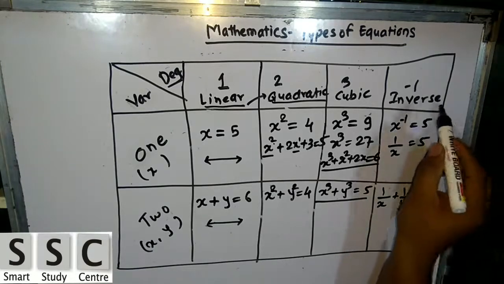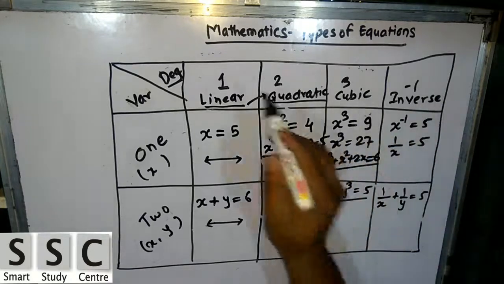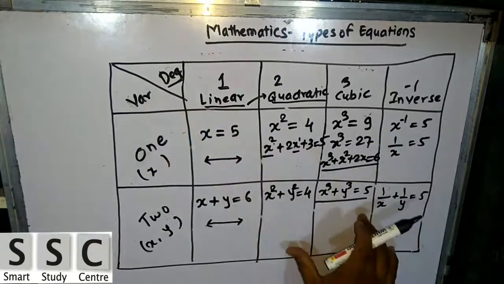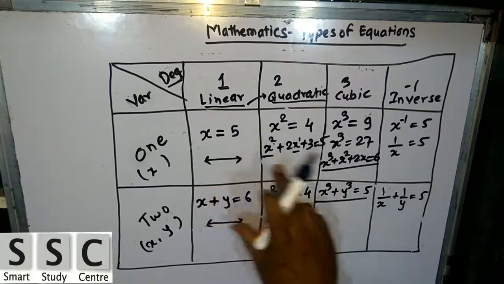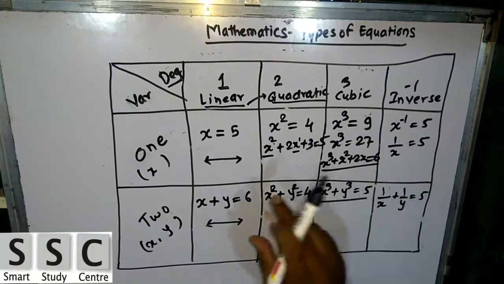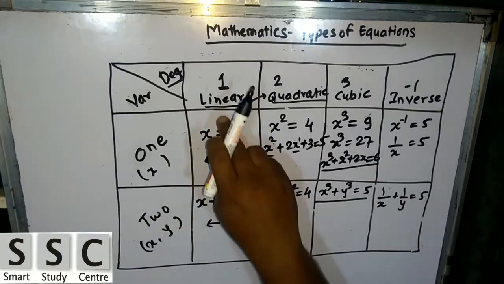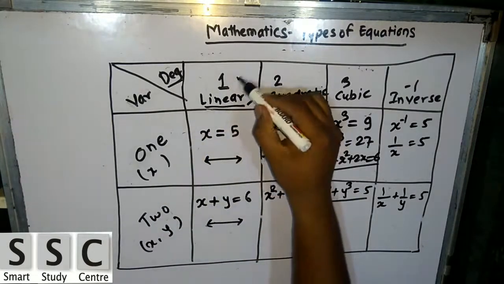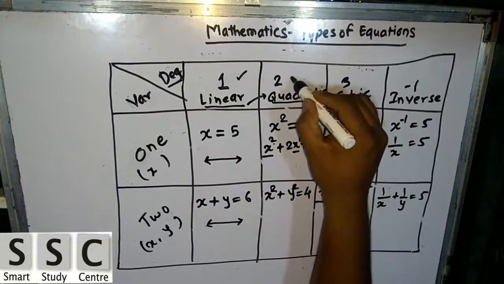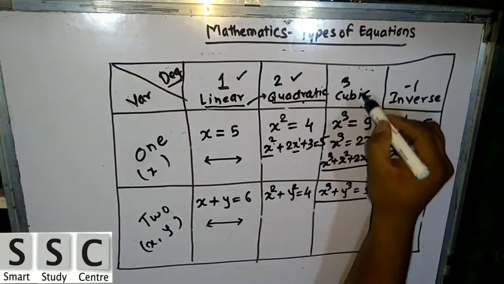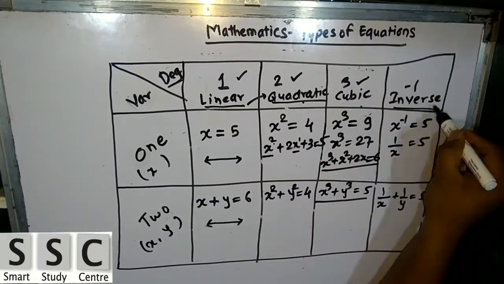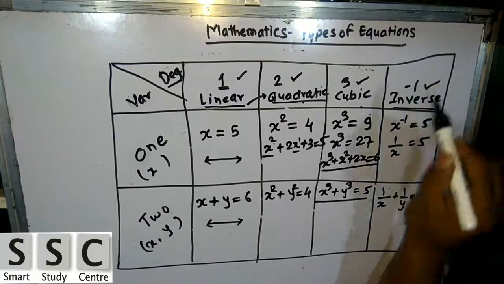So here is what we have studied today. There are different types of equations and there are four types of equations and they are divided into one variable and two variables. We have seen linear equation with the degree 1, quadratic equation with the degree 2, cubic equation with the degree 3 and inverse equation with degree minus 1.